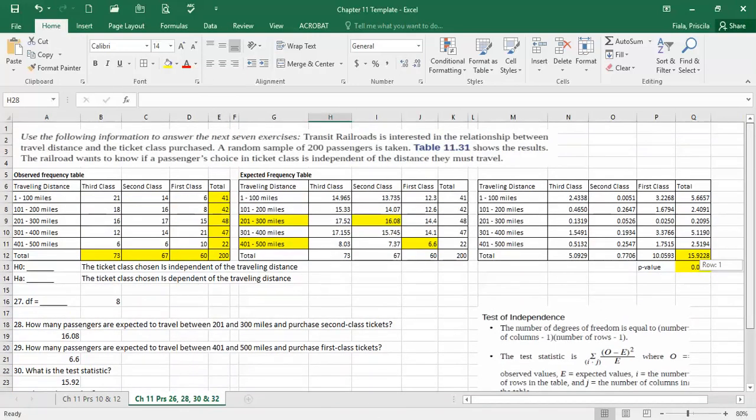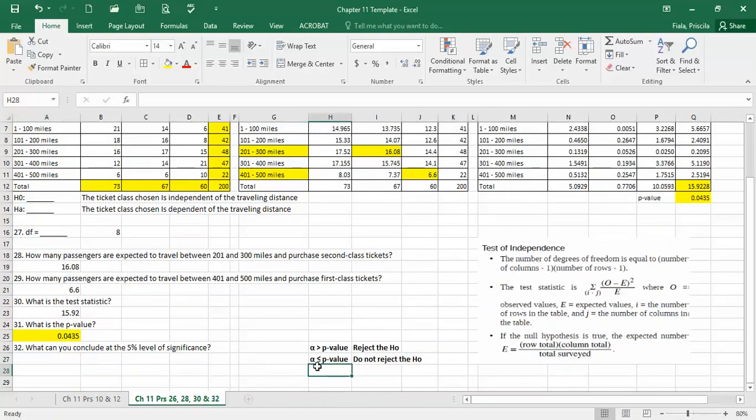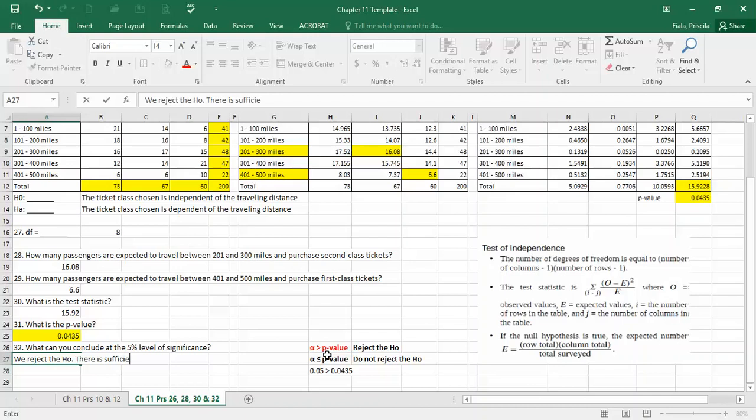Did they give you an alpha on this problem? No, they did not, or they did down here, right? Oh, I'm sorry, right here. So if your alpha is 0.05 and your p-value is 0.0435, well, your alpha is actually greater than your p-value, correct? So if your alpha is greater than your p-value, then your decision is we reject the null hypothesis, and we can say that there is sufficient evidence. We didn't prove it, there's just sufficient evidence to conclude that the selection of ticket class is dependent on travel distance.